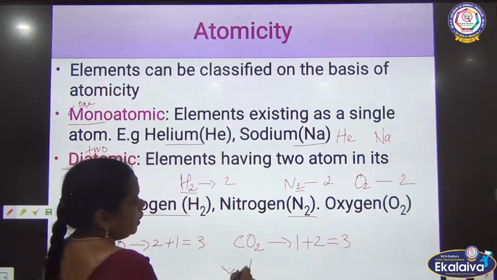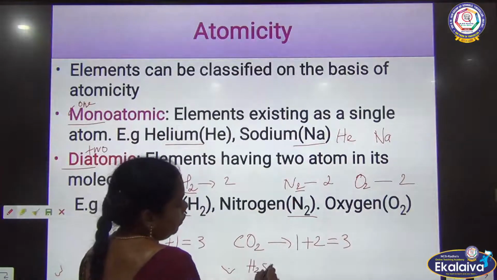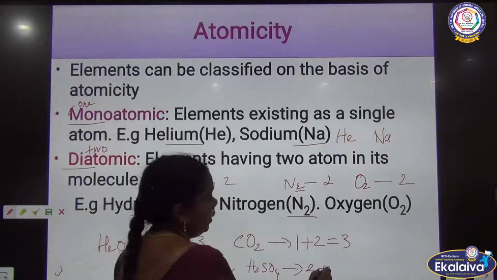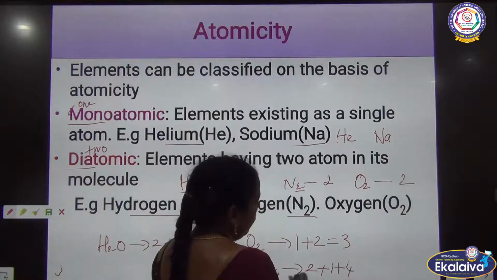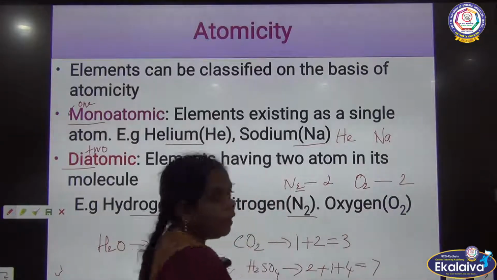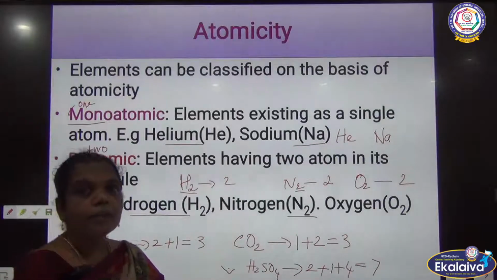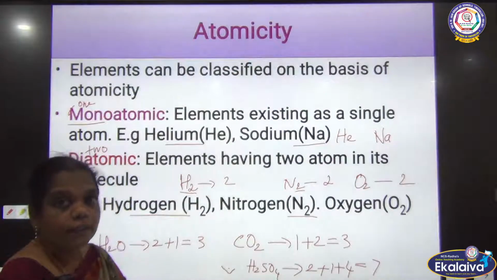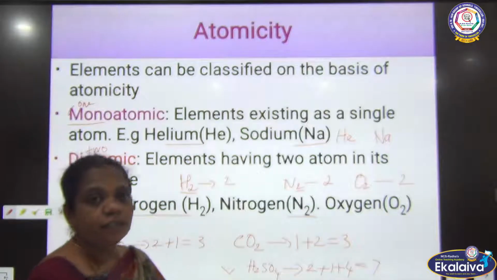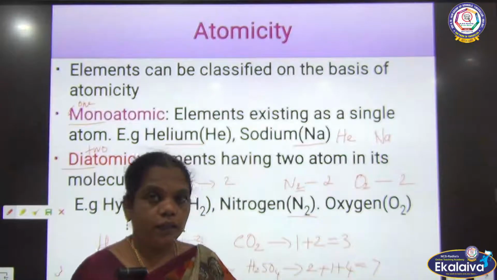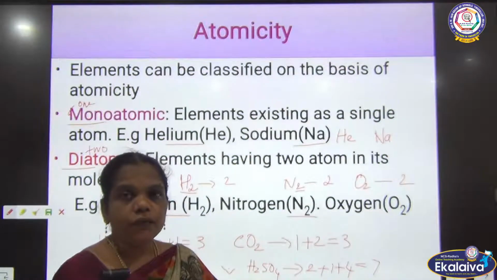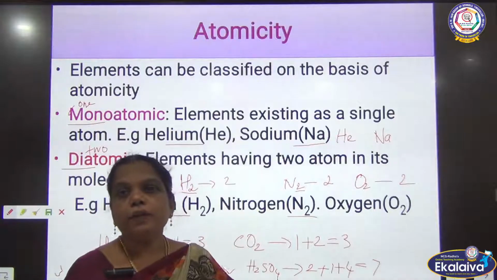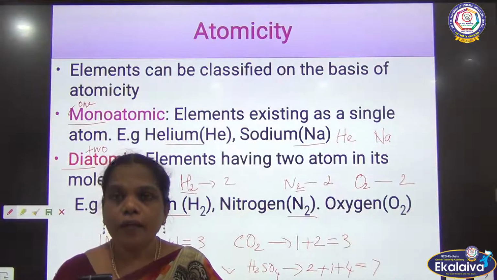For example, H2SO4. Already we learned that. How many hydrogens? 2 hydrogens, 1 sulfur, and 4 oxygens. So how many atoms are present? 7 atoms are present. So it is called what? Polyatomic. So the atomicity can be represented by the subscript of the chemical formula. From this we came to know the number of atoms present in a molecule or a compound.